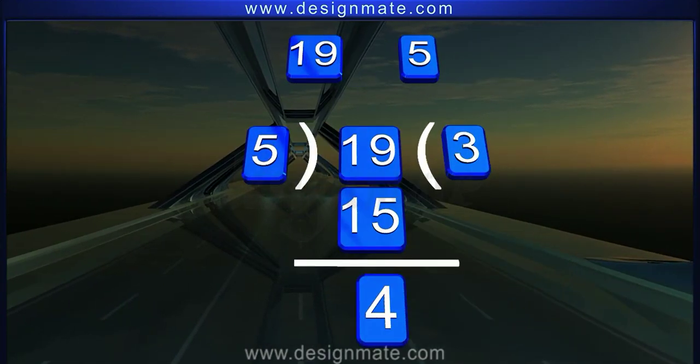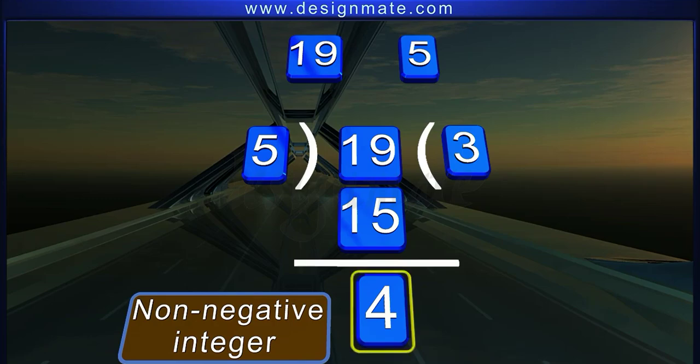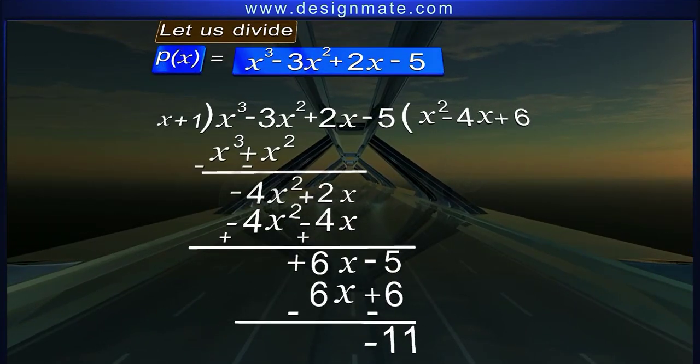Note that in the division of two integers, the remainder is always a non-negative integer, while in the division of two polynomials, the remainder can be a negative integer.